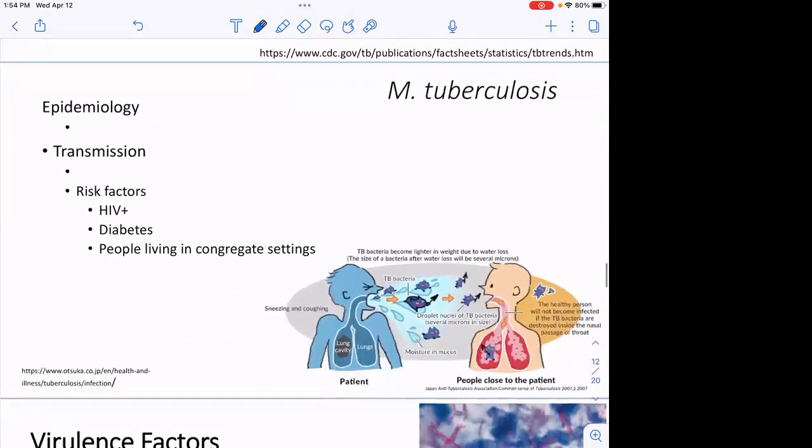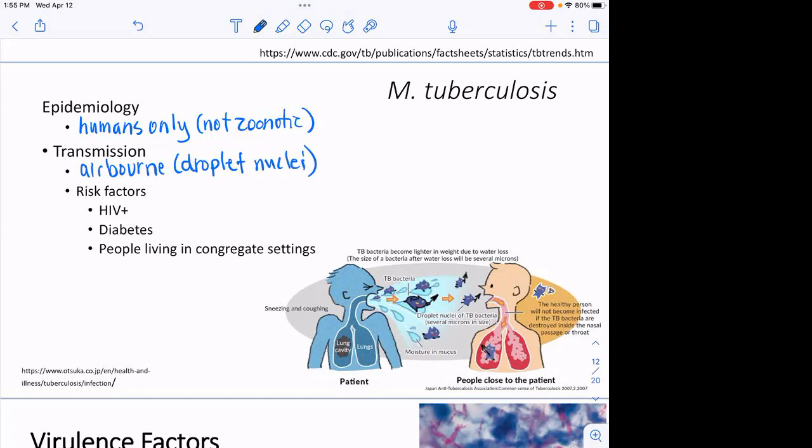Okay, so who gets it? How is it transmitted? Like I said, this is humans only. So it's not zoonotic. Again, we can get the bovine form, but that's usually much more mild. And the transmission is considered airborne, and so we would say droplet nuclei.